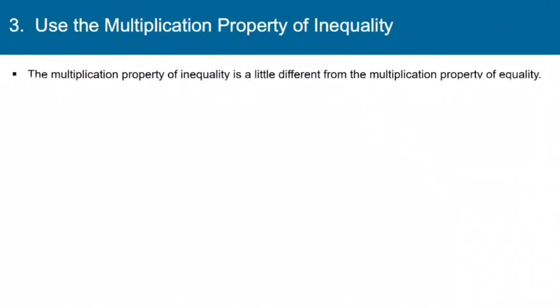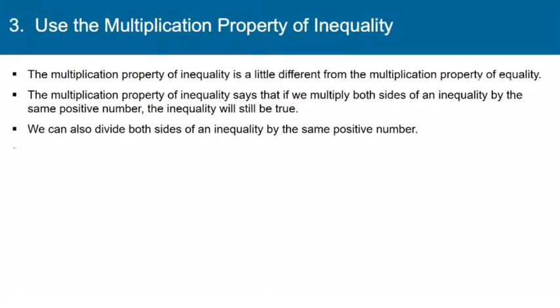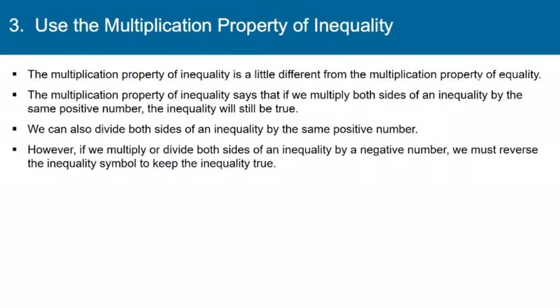Now, the multiplication property of inequality is just a little different from the multiplication property of equality. For the multiplication property of inequality, we can multiply both sides of an inequality by the same positive number, and the inequality will still be true. And we can also divide both sides of an inequality by the same positive number. So far, it's exactly like the multiplication property of equality, but here's the difference.